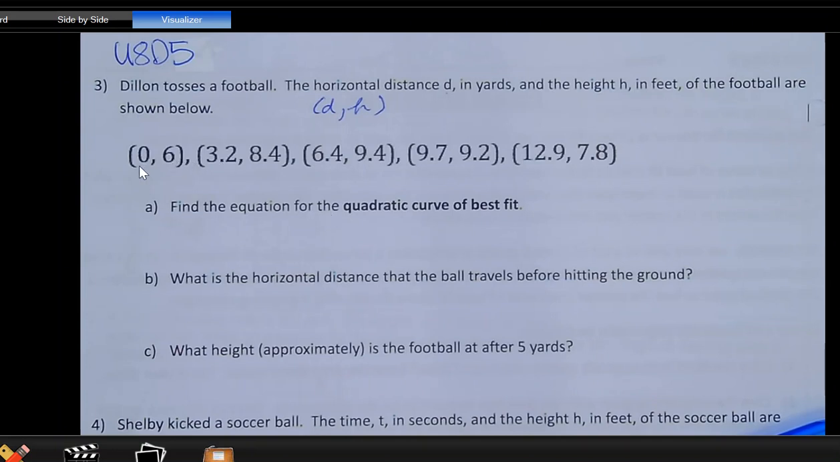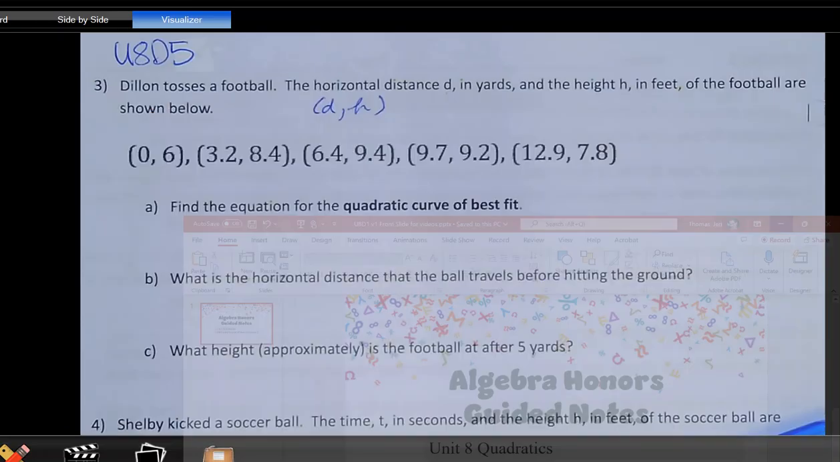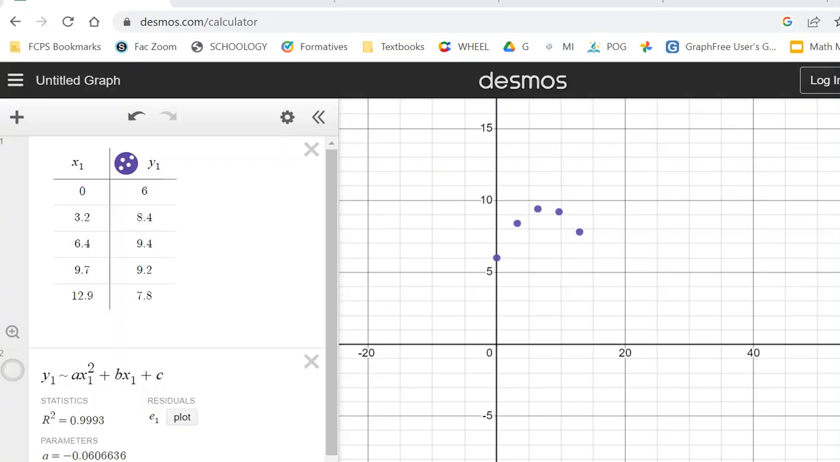Remember, these ordered pairs are giving me, I'm going to make an X, Y table. So I always have an X and I always have a Y. And I'm going to put these ordered pairs into the table together the way they show up in those ordered pairs. So I've already entered these ordered pairs. So 0, 6, 3.2, 8.4, and so on, 6.4, 9.4. Those are my ordered pairs. Now, when I enter that into Desmos, you can see that it is making a curve.